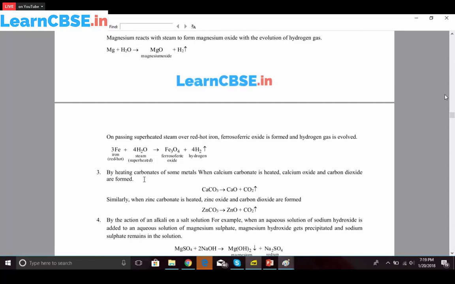Magnesium oxide is insoluble, so it does not react further with the water. Iron reacts with superheated steam. When we heat more, the water produces water vapor. So the iron reacts with the water vapor and forms ferrosoferric oxide plus hydrogen.